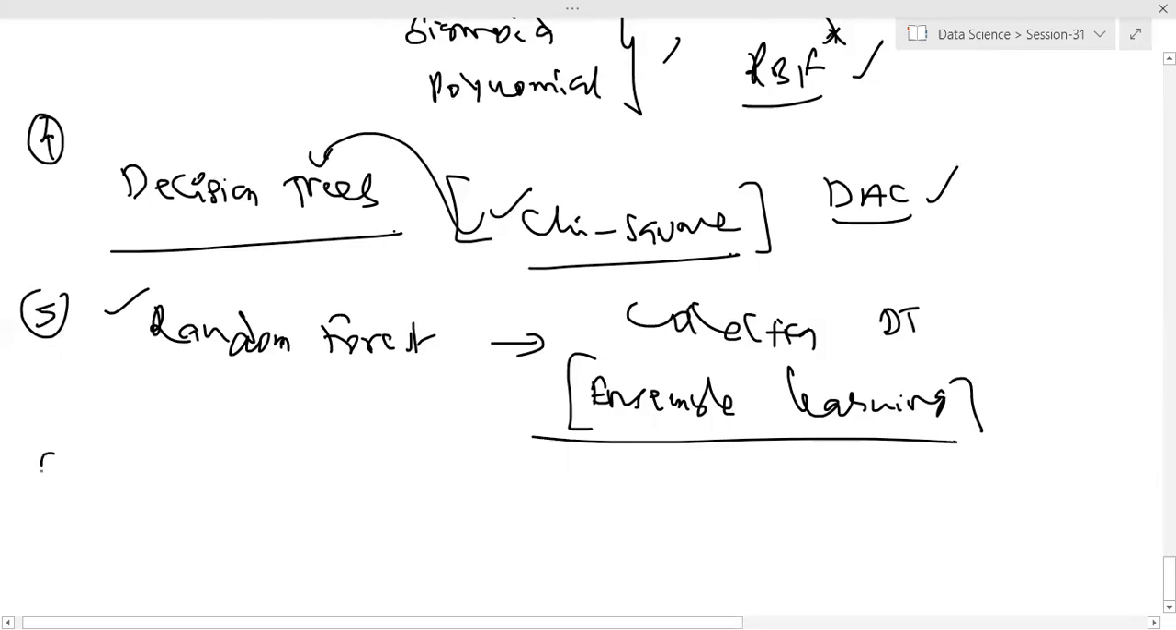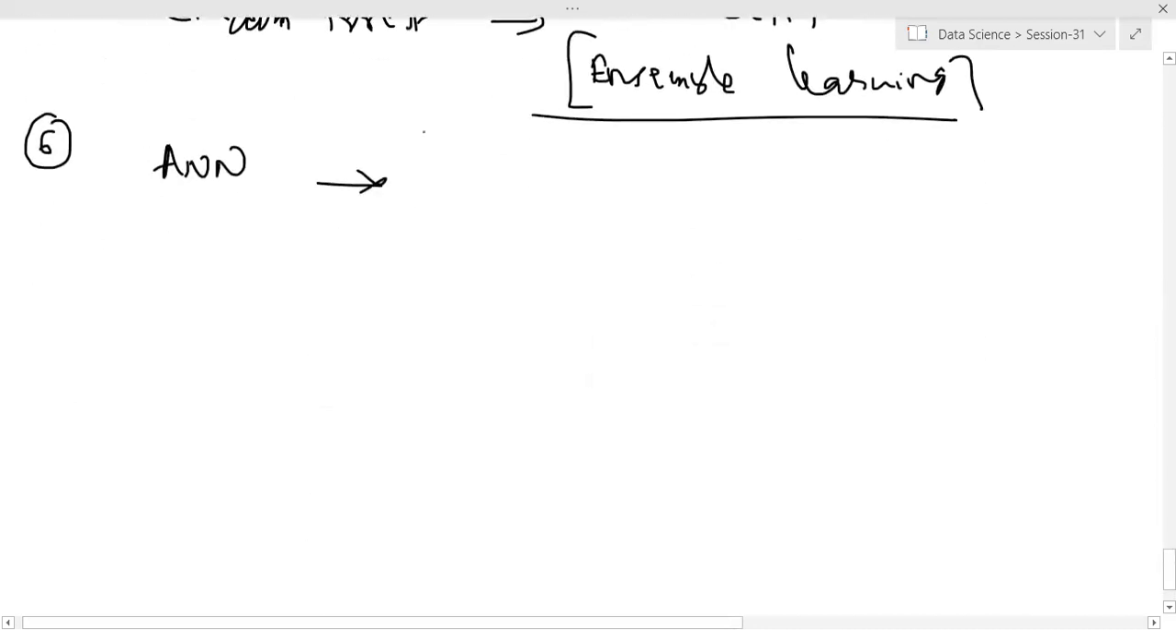And once this thing is over, what is the next thing, friends, we have seen? Artificial neural networks. What is the methodology we have followed there? ANN. The forward and backward. Forward propagation and backward, okay, feed forward and backward propagation. So what is the use of backward propagation, friends?